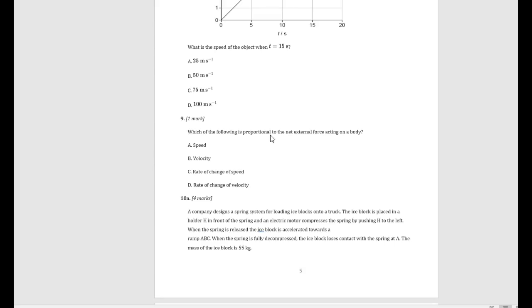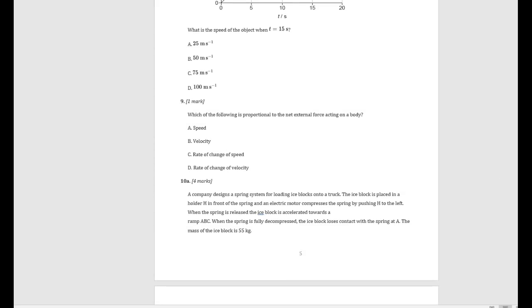9, which of the following is proportional to the net external force acting on a body? This goes back to Newton's second law, F net equals ma, and a is the rate at which the velocity of an object changes over time. That's how acceleration is defined. So delta v over delta t, rate of change of velocity. So the answer is D.